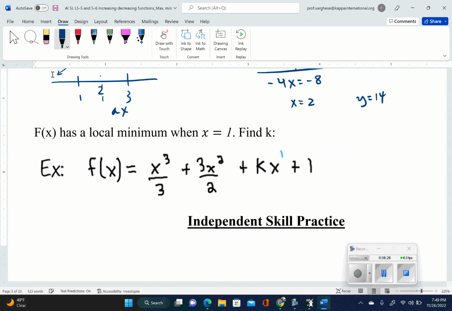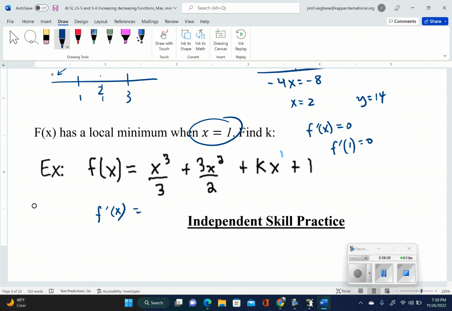Okay, so for this next one right here, it's telling us a key thing. f of x has a local minimum when x equals 1, and we have to find out what k is. So just like we did before, the derivative of the function is equal to 0, so we know that f prime of 1 is equal to 0. So let's find the derivative of this equation.